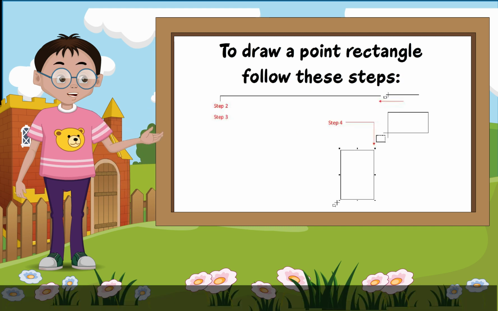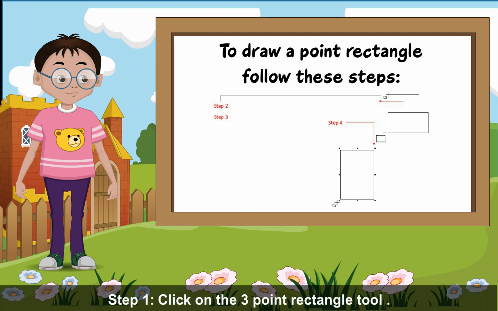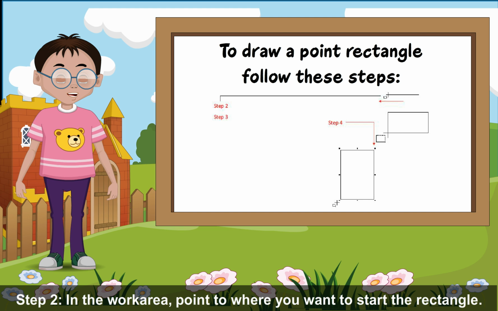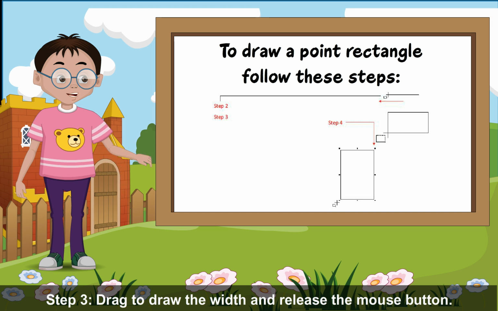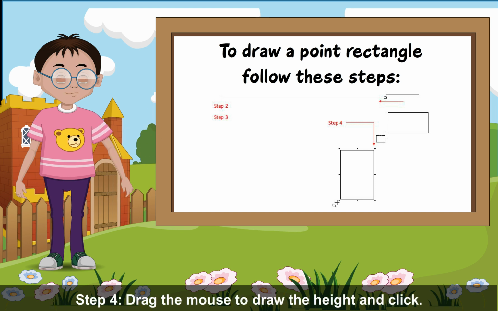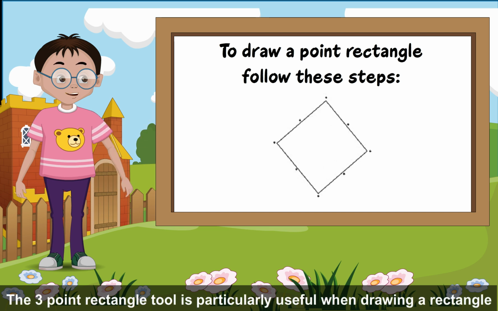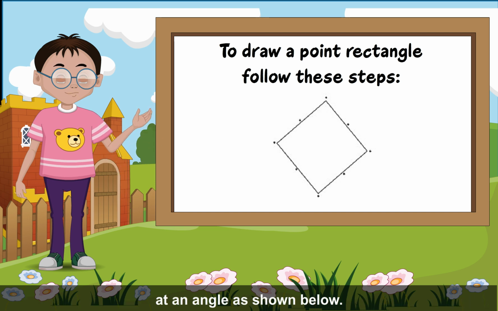To draw a 3-point rectangle, follow these steps. Step 1. Click on the 3-point rectangle tool. Step 2. In the work area, point to where you want to start the rectangle. Step 3. Drag to draw the width and release the mouse button. Step 4. Drag the mouse to draw the height and click. The 3-point rectangle tool is particularly useful when drawing a rectangle at an angle, as shown below.